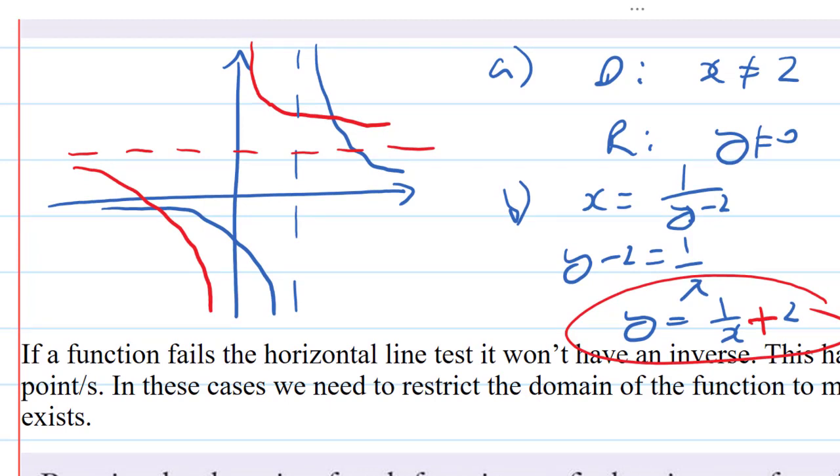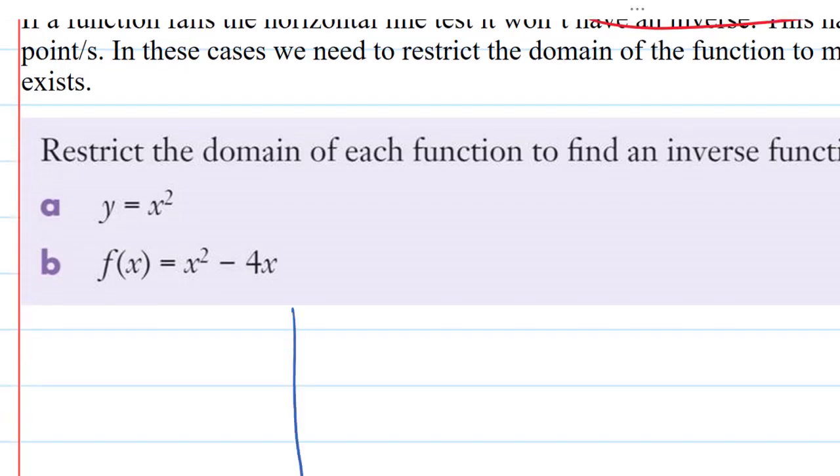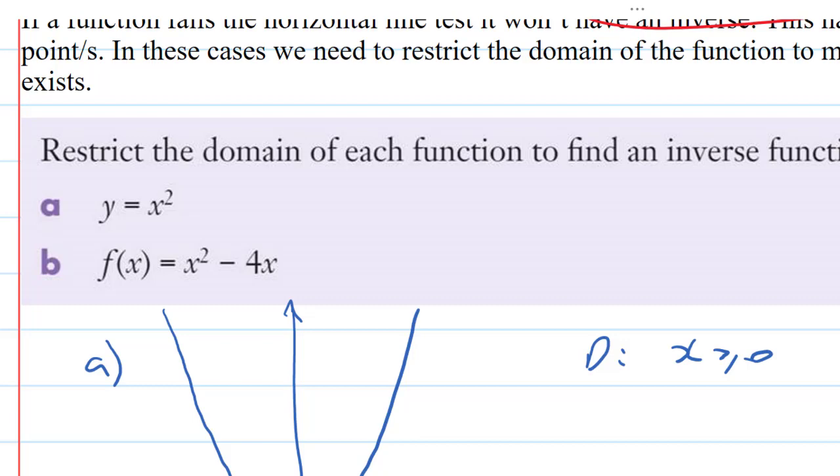Restrict the domain of these functions to find an inverse function and find its domain and range. For the first one, it's a standard parabola. You need to find the largest domain which will pass both the vertical and the horizontal line test. The easiest option is just positive x values. It will pass vertical and horizontal.